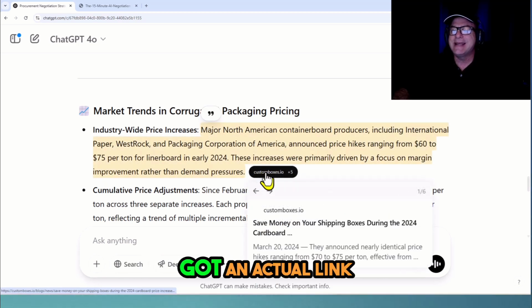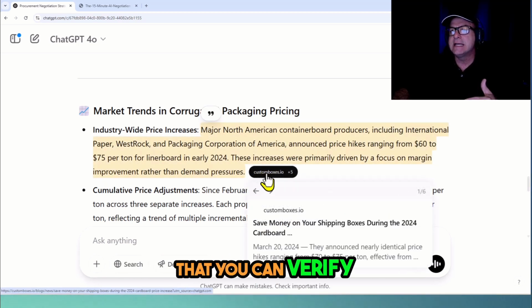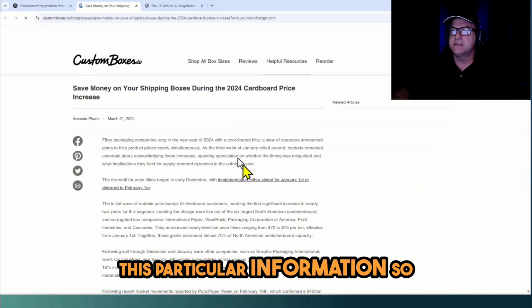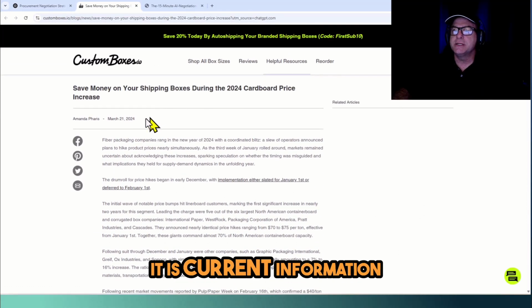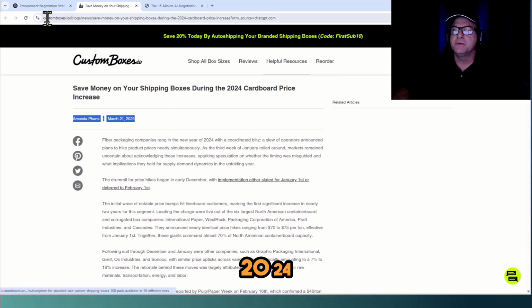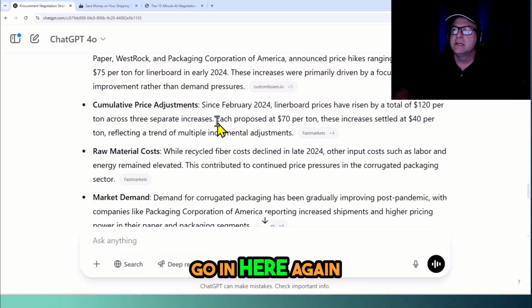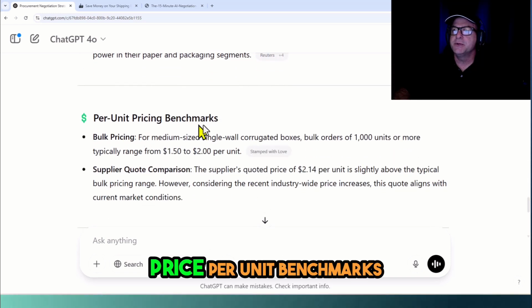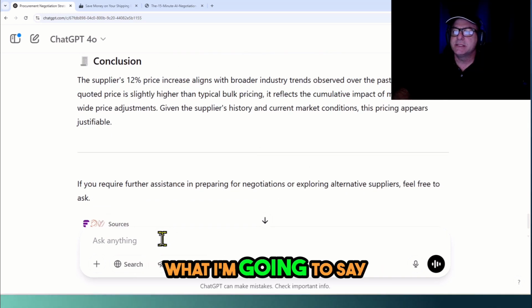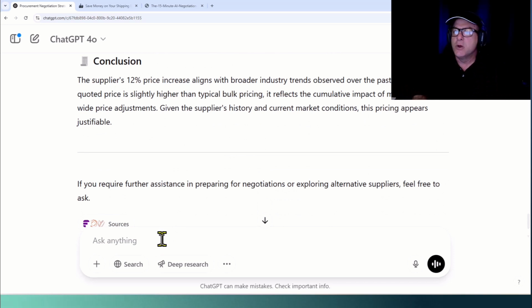And what I want to point out here is you've got an actual link that you can use to verify this information. So you just go here and you can check it out and see that it is current information as of March 2024. Go in here. Again, we see more information, 2024. Okay, price per unit benchmarks. Now, let's bring it up to speed with current information.